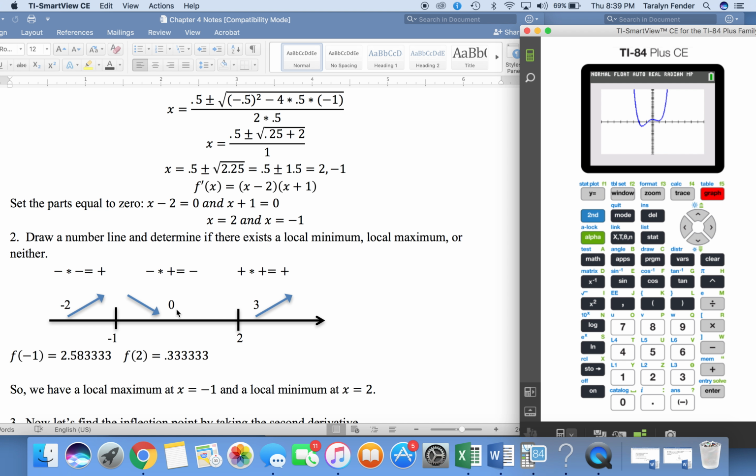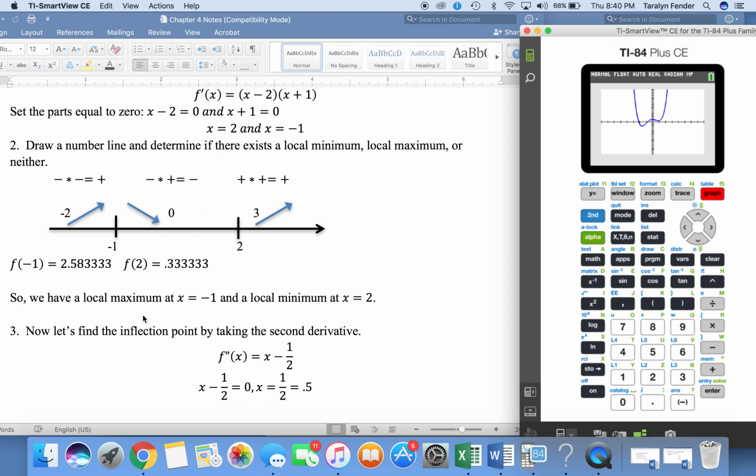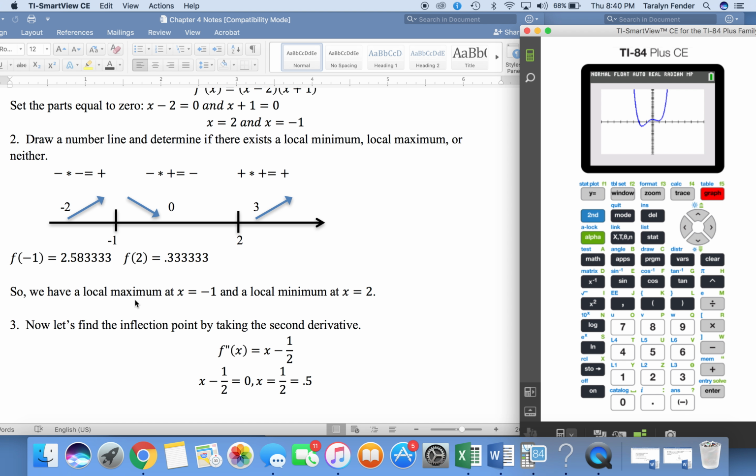Same is true for 0. If I plug in 0, 0 minus 2 is negative, 0 plus 1 is positive, and you multiply those, you get a negative. So what do you think is happening there? And at 3, to the right of 2, 3 minus 2 is positive, 3 plus 1 is positive, positive times positive is positive. So our conclusion is we have a local maximum at x is negative 1 and a local minimum at x is equal to 2.